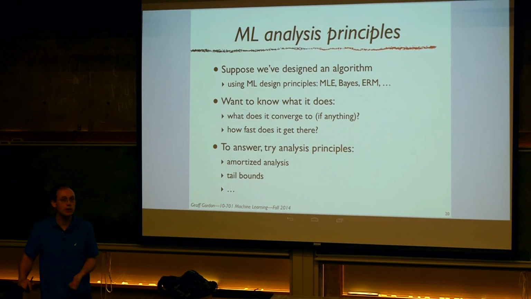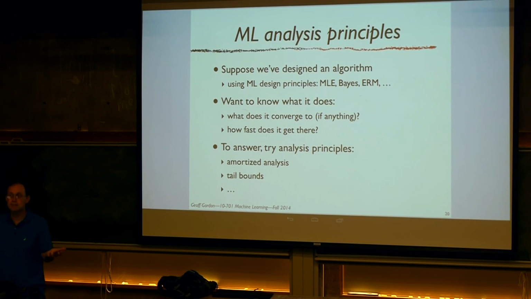And so to answer these questions, the way to approach it is just to try a bunch of different machine learning analysis principles. And we're going to be showing you a bunch of them throughout the semester. The one we're going to be using today is called amortized analysis. We met it briefly last lecture, but we'll meet it in much more detail this lecture. Another one is tail bounds. You'll be seeing those later in the semester. And there are lots more that we'll mention at the appropriate times. All right? So that basic idea makes sense to people? Yeah? OK.